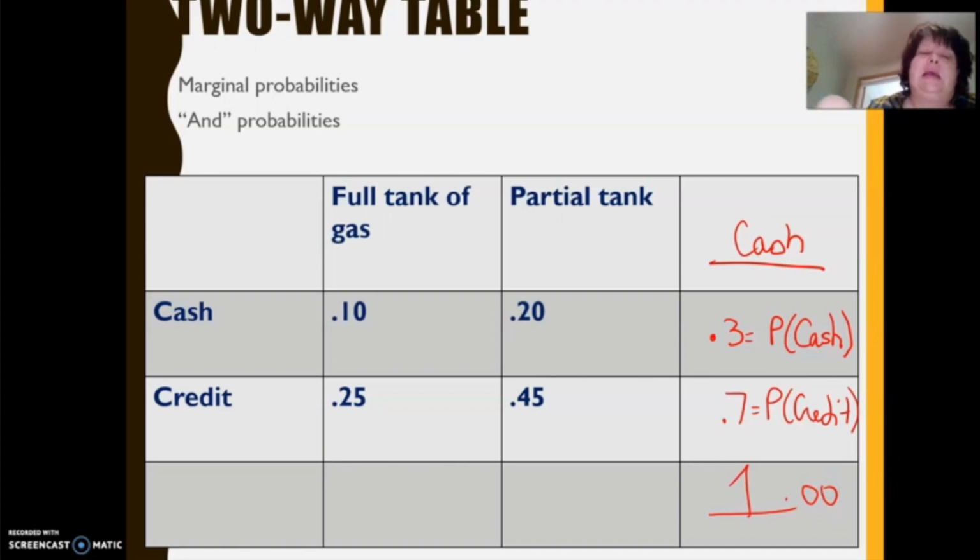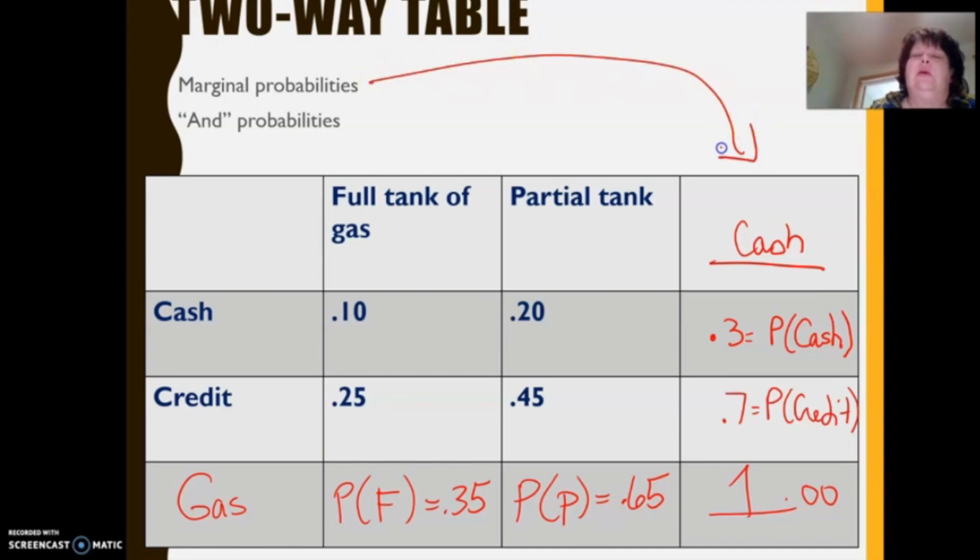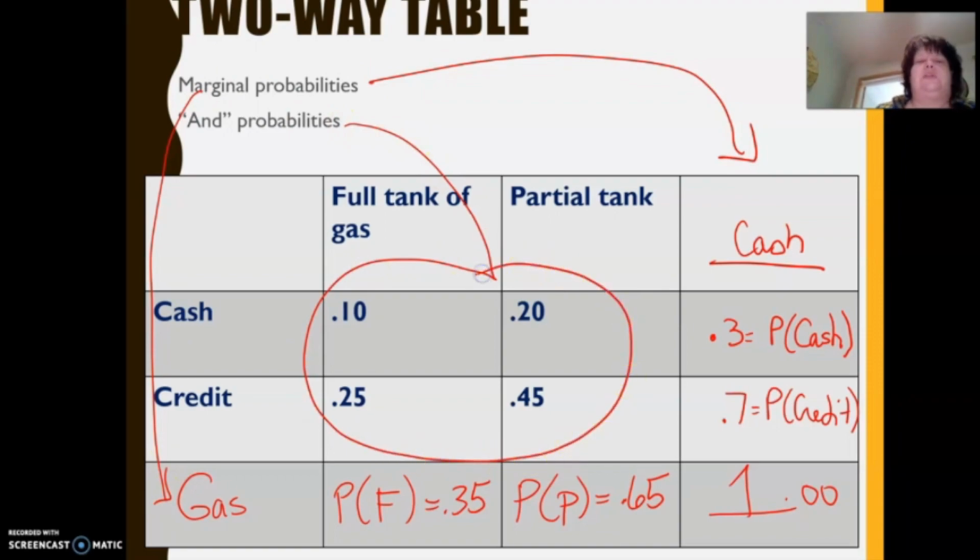And then the how much gas you're getting. The probability of a full tank is 0.35 if you go down the column, and the probability of a partial tank is 0.65 if you go down the second column, and again that adds up to 100%. So the marginal probabilities are out here, and the joint probabilities, or the AND probabilities, are these four cells right here.